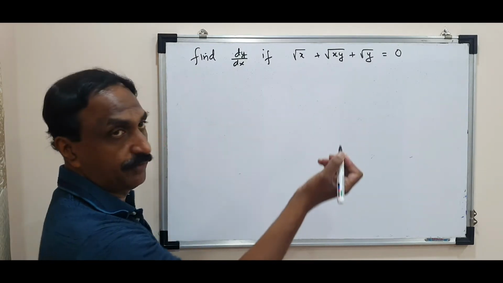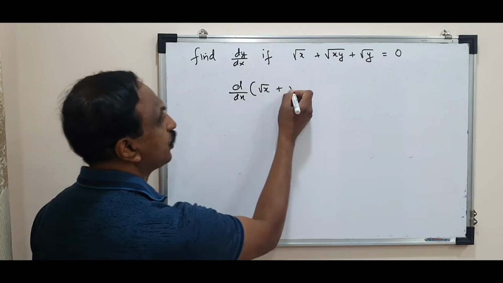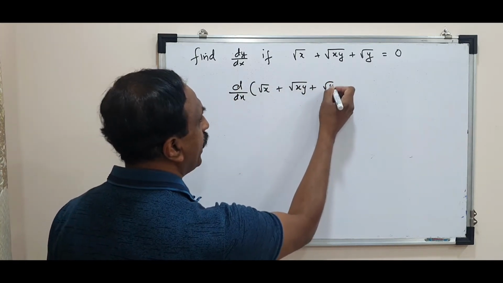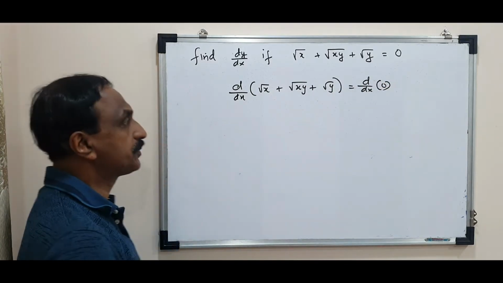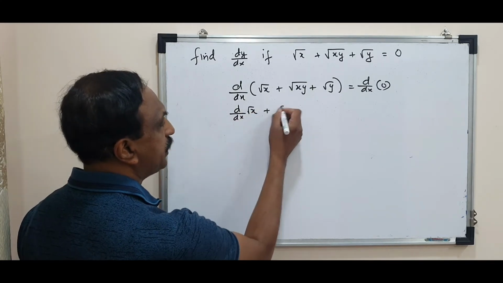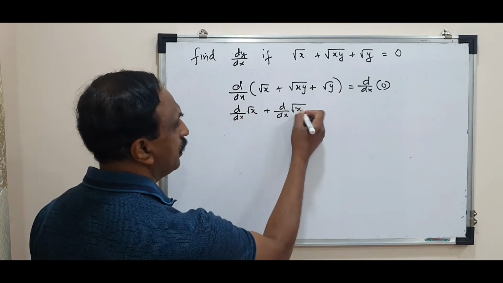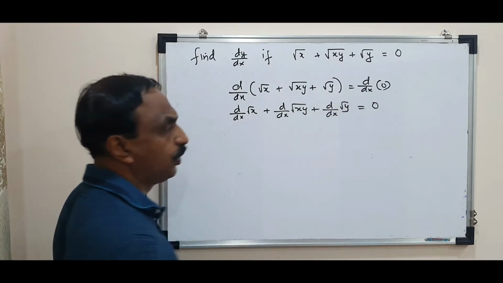As usual, first differentiate with respect to x. So dy by dx of root x plus root xy plus root y equal to dy by dx of 0. Differentiated with respect to x, now term by term: dy by dx of root x plus dy by dx of root xy plus dy by dx of root y equal to the derivative of 0, which is 0 only.